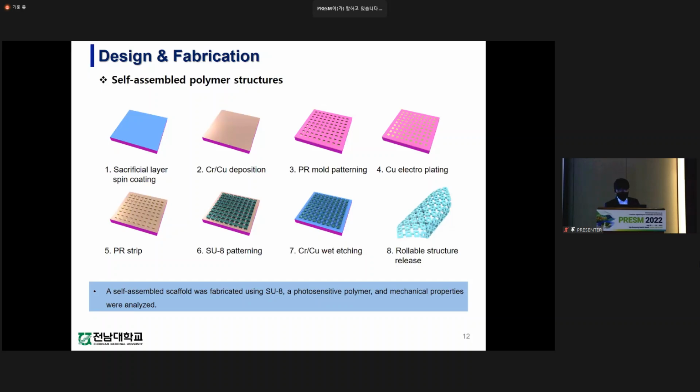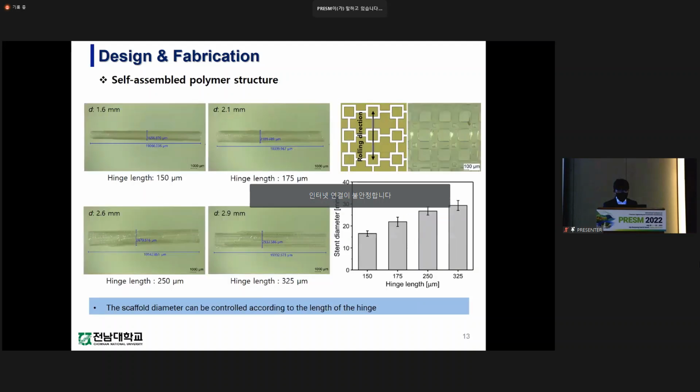Before fabricating the overall sensor, each element technology was developed. This segment was formed through the copper electroplating process, and a flexible hinge was formed using SU8. The fabricated self-assembled smart scaffold structure can control the diameter by the length of the hinge. And as the length of the hinge increases, the diameter of the stent increases.